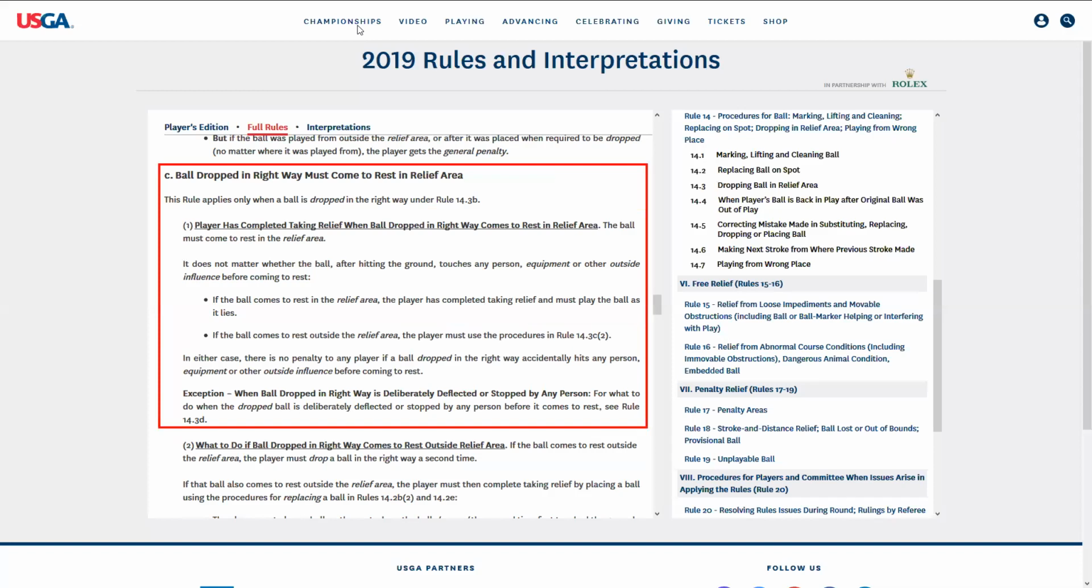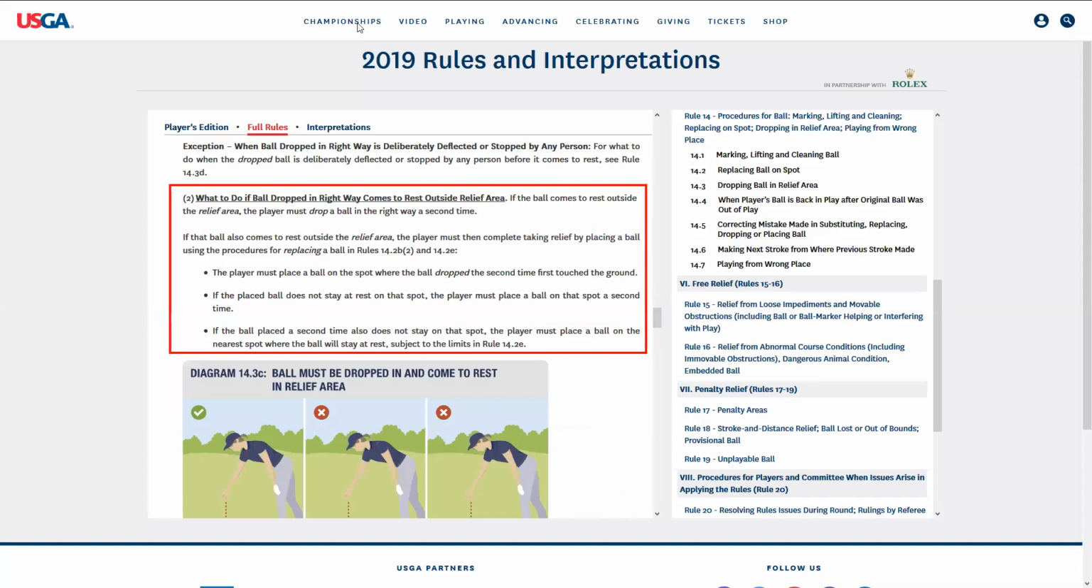Number 2, what to do if a ball dropped in the right way comes to rest outside the relief area. The ball comes to rest outside the relief area. The player must drop a ball in the right way a second time.